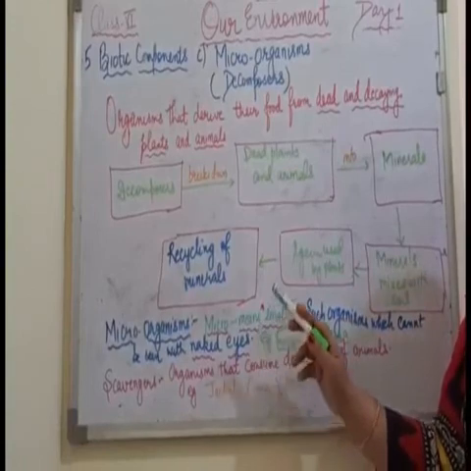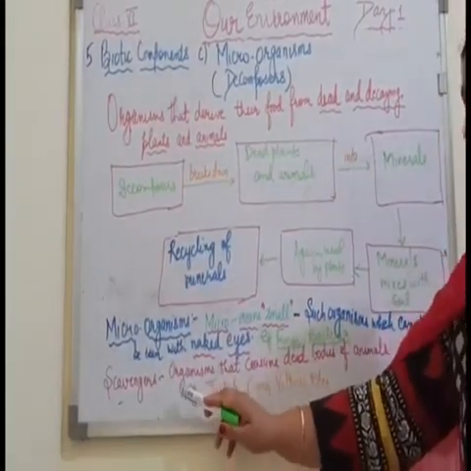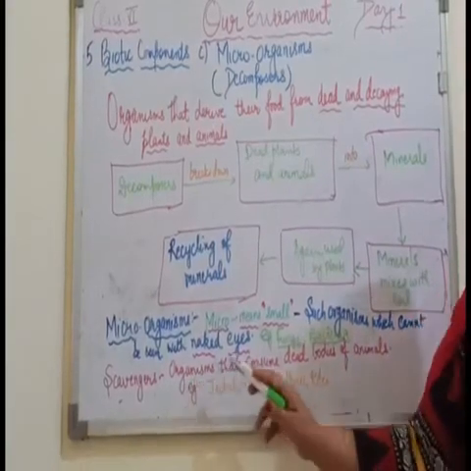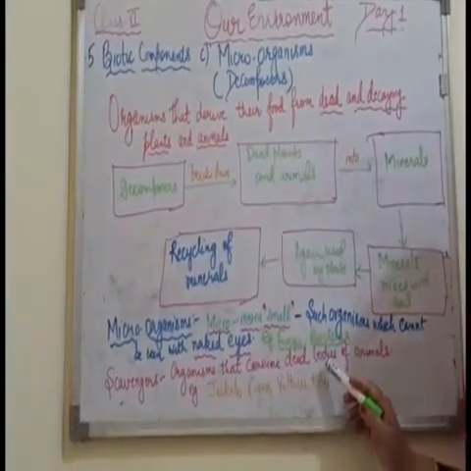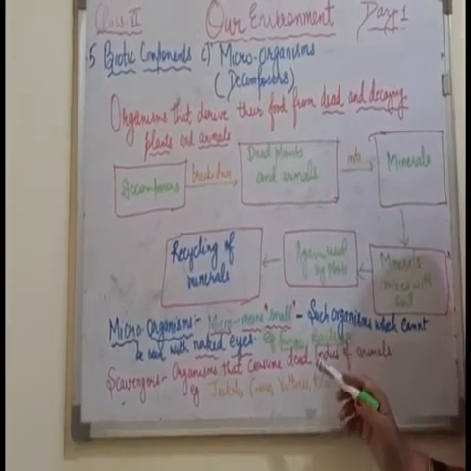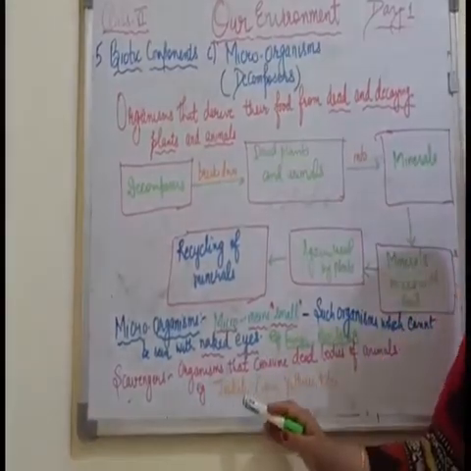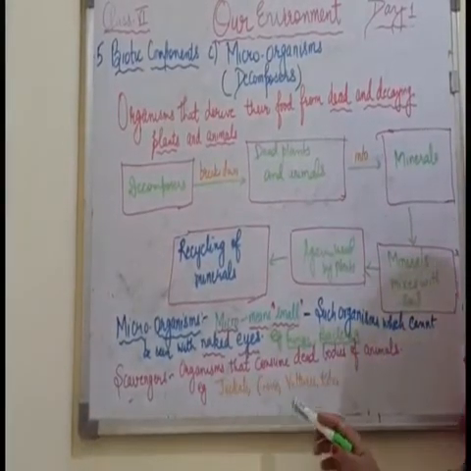Already I have explained you microorganisms. Coming to the last topic, scavengers. What are scavengers? Such organisms which consume dead bodies. Clear? जो dead bodies को ही feed करते हैं, eat करते हैं. Such animals are called scavengers, like crow, vulture, jackal, kite.